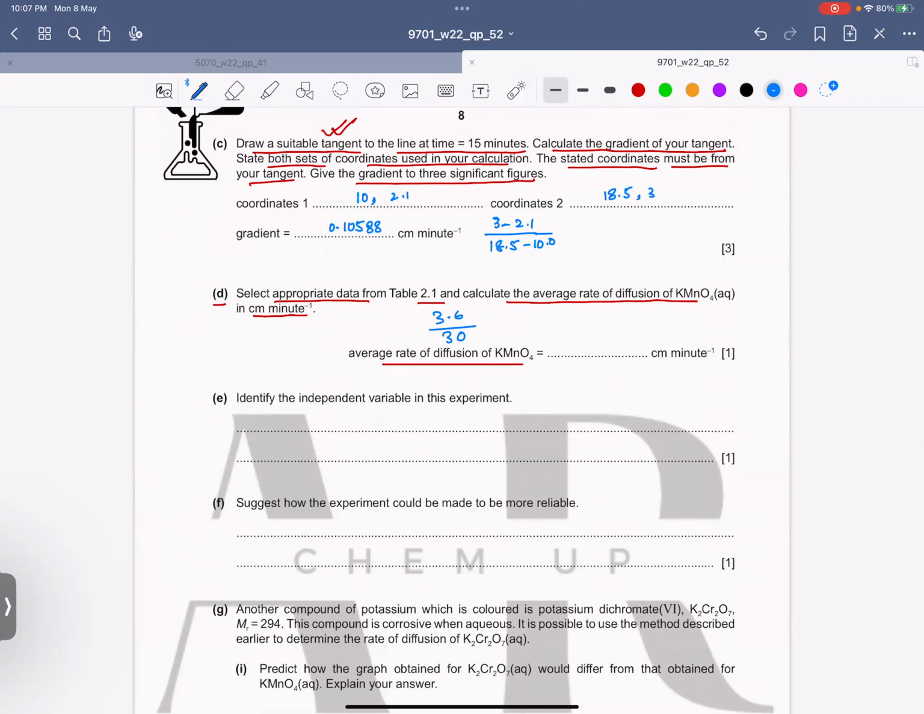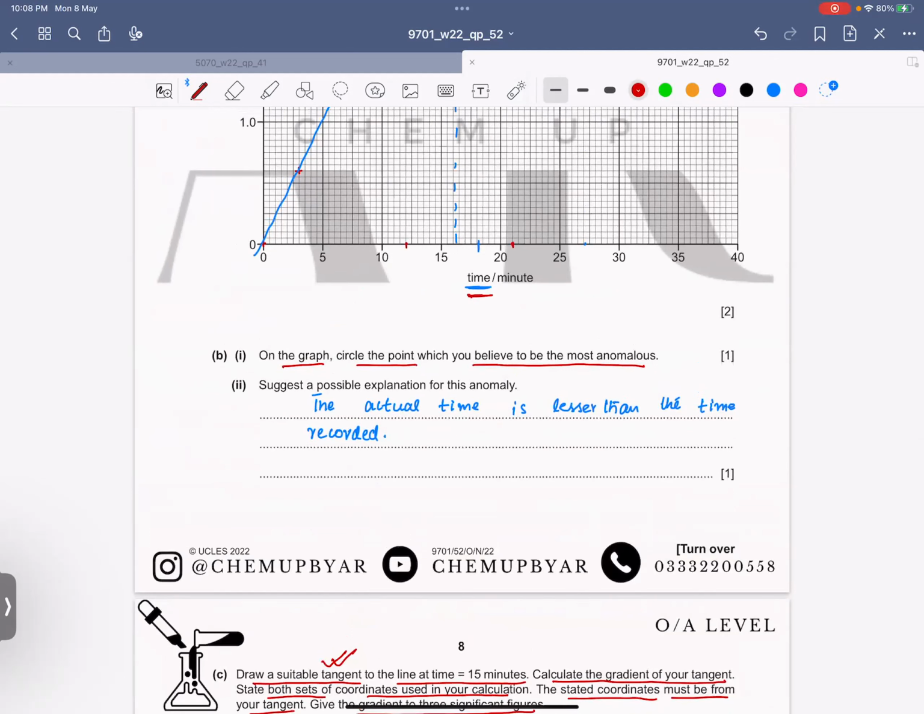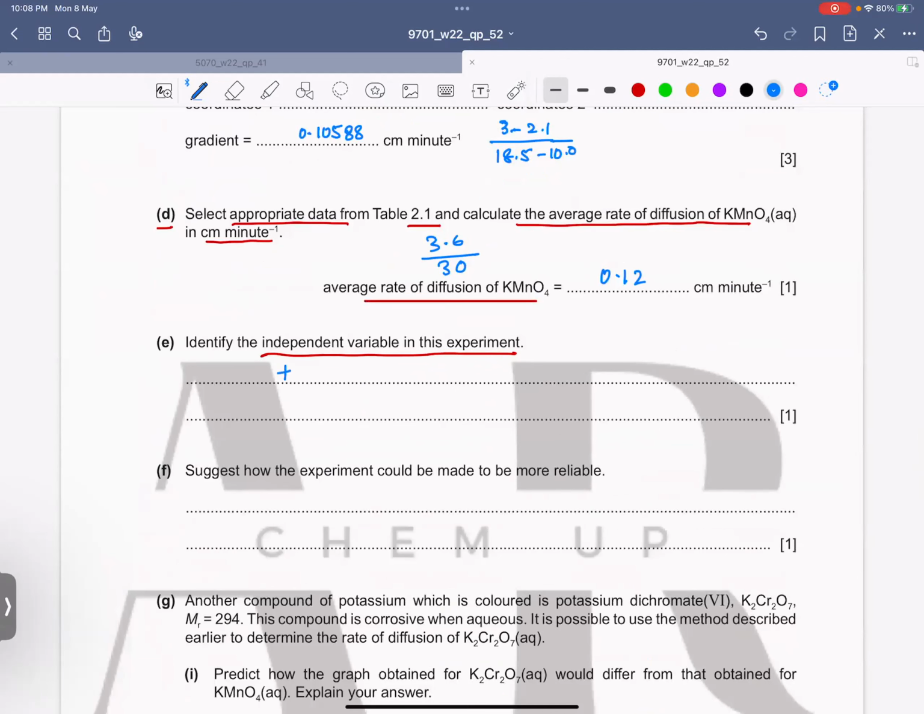Yes, can anyone tell me the answer, please? 0.12. Okay. 0.12 centimeter per minute. Identify the independent variable in this experiment. So we have identified, and it's on the x-axis, that's time. So time is the independent variable.